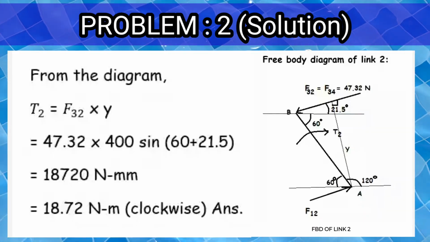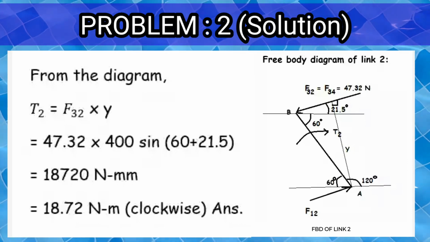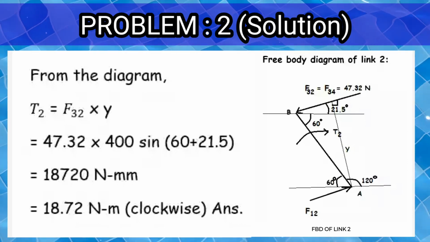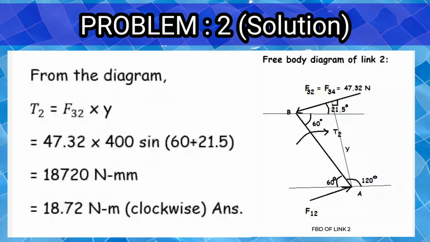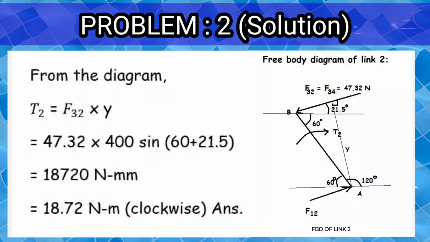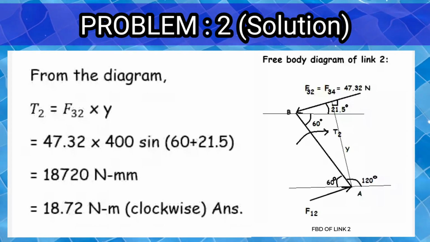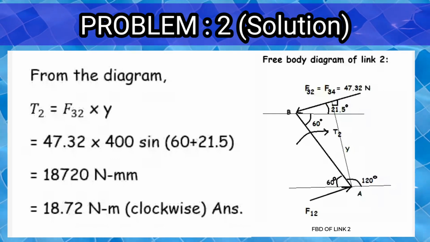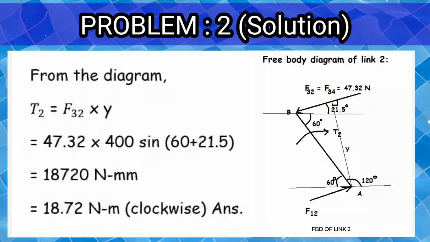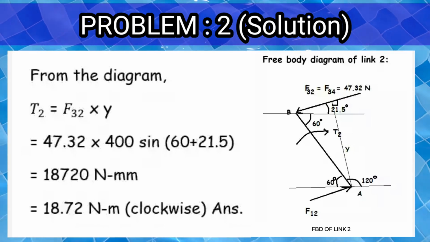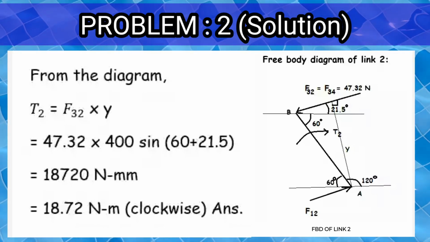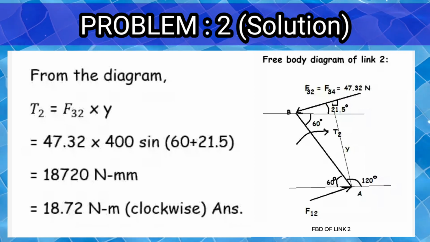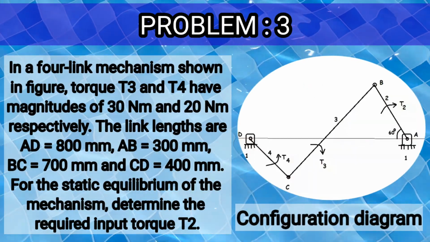Now let us take the free body diagram of link 2. On link 2, torque T2 is acting and F32, which is equal to F34, is acting. By taking the moment equation at point A, we will get the value of T2, which is equal to F32 into the arm distance. So we will get T2 as 18.72 Newton meter clockwise.